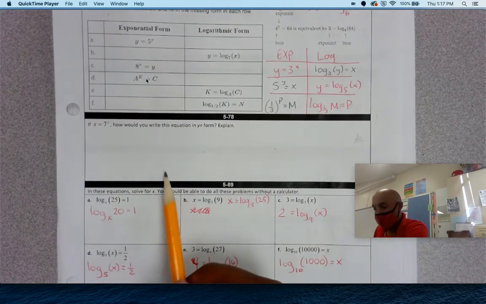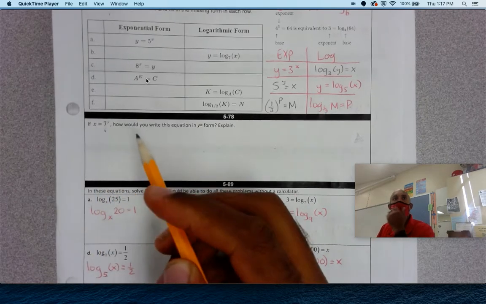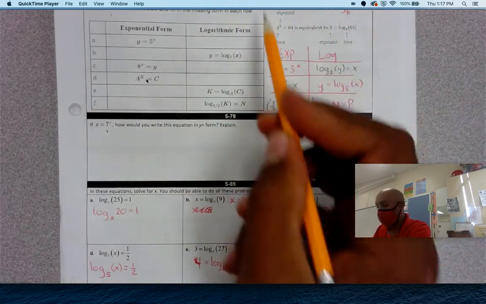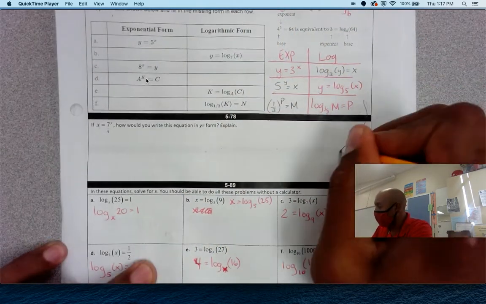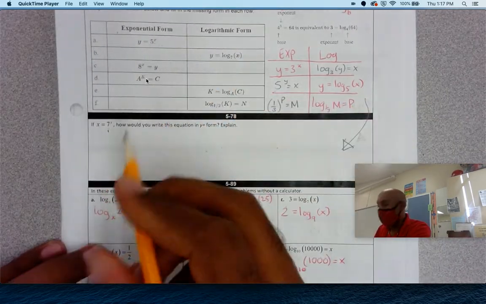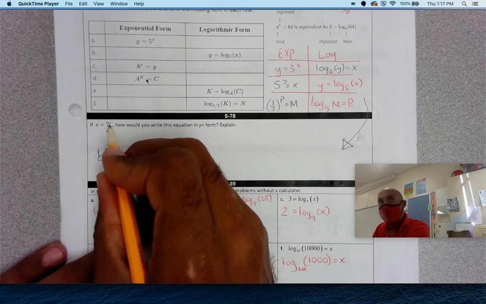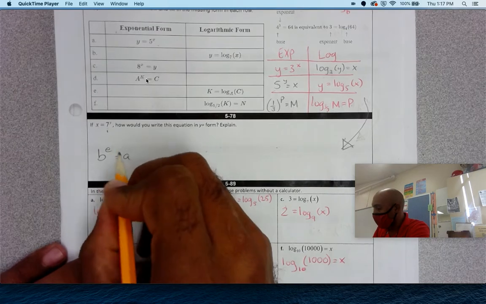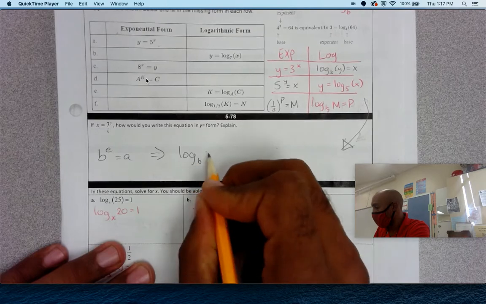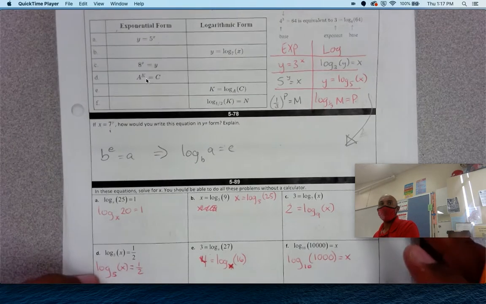Now this one: if x is equal to 7 to the y, how would you write this equation in y equals form? You're doing the exact same thing you did here and following the same steps. Again, just remember that you have b. This is in exponential form, so b to the e, which is this part, equals a, which is the x, and then you just change this to log base b of a equals e. You just switch those different parts of the equation around.